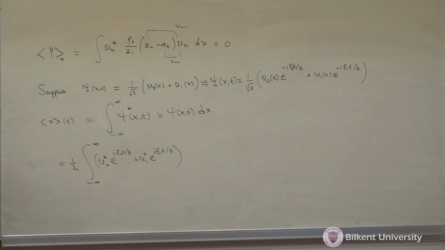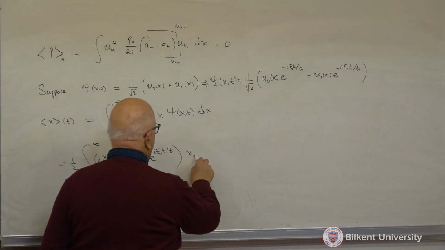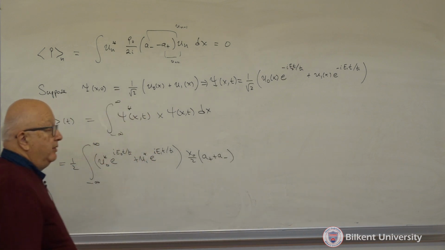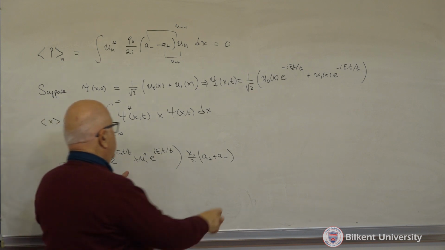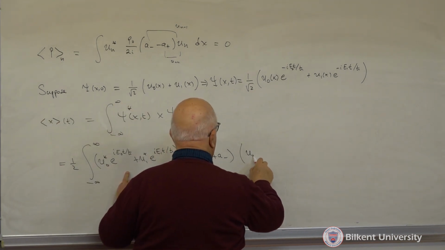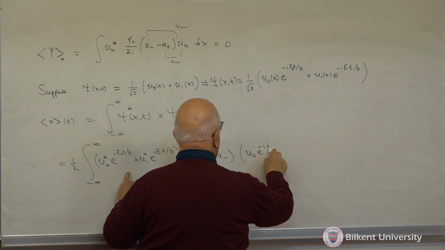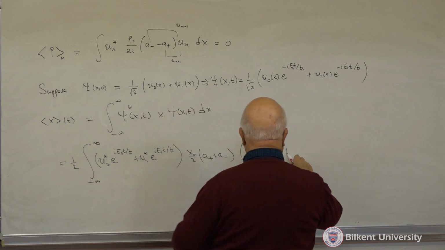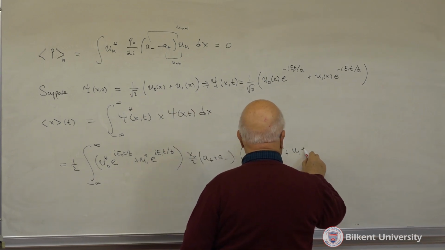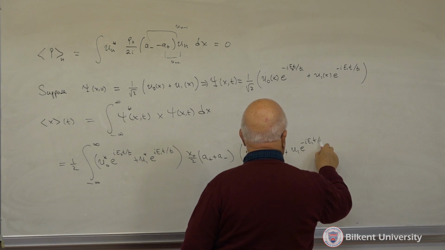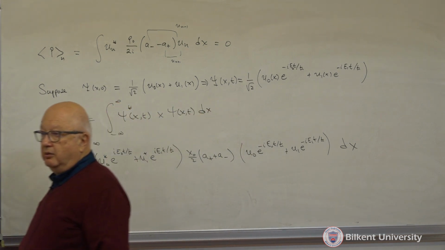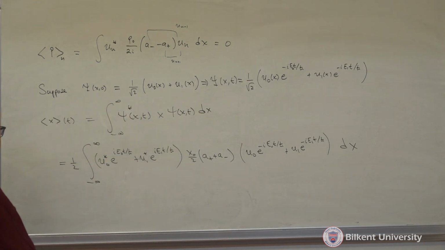Okay. X, which is x0 over 2 (a plus plus a minus). And then u0 e to the minus i e0 t over h bar. And finally, u1 e to the minus i e1 t over h bar dx. Okay, long integral, but it's not really that difficult.